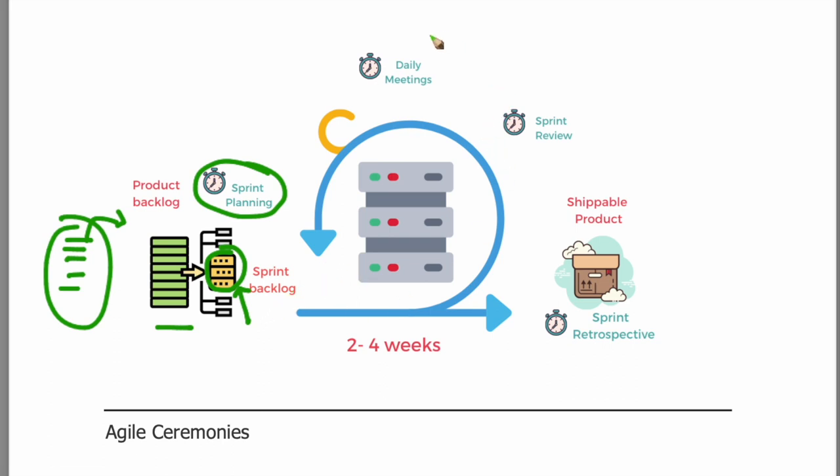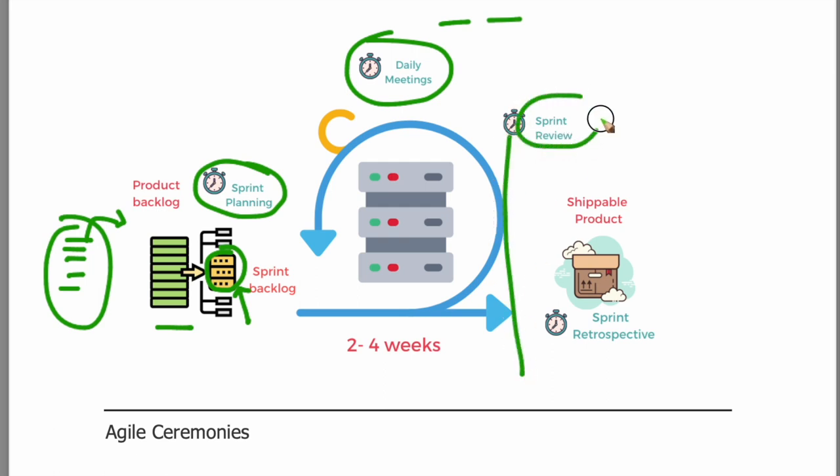The team meets every day for 15 minutes and discusses what they did yesterday, what they are going to do today, and any risks, issues or impediments. It's required that the project manager or scrum master become a servant leader and help the team become more productive. At the end of the sprint, people review it.